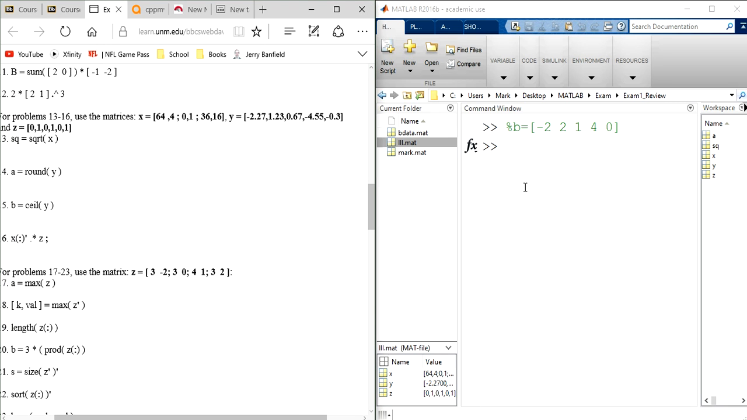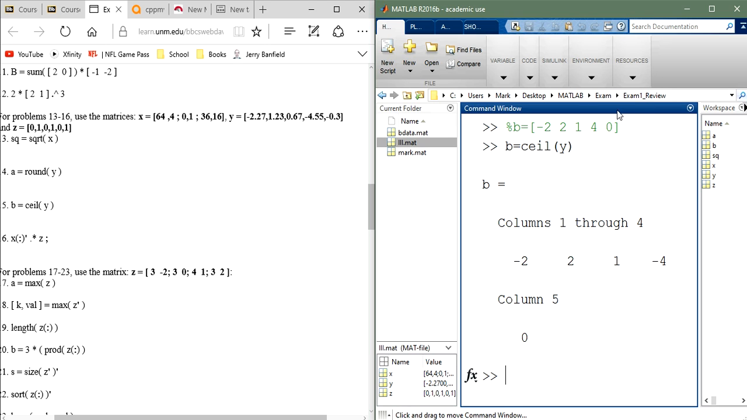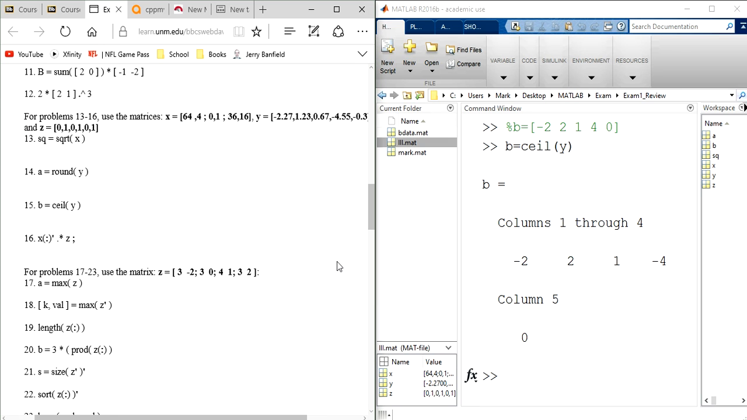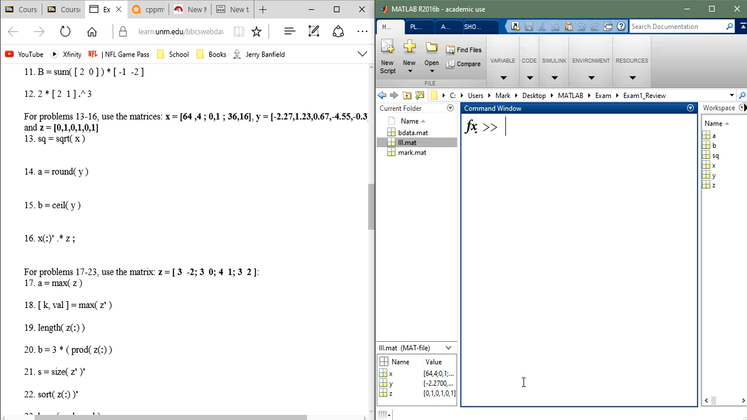And let's type it in. B is equal to the ceil of y. Negative 2, negative 2, 1. Oh, I forgot a negative 4 right here. Sorry, guys. And 0. I probably would have counted myself off for that too. I'm just kidding. If you guys miss, as long as you get the majority of them, you get 2 out of 5. That's the correct answer for me.